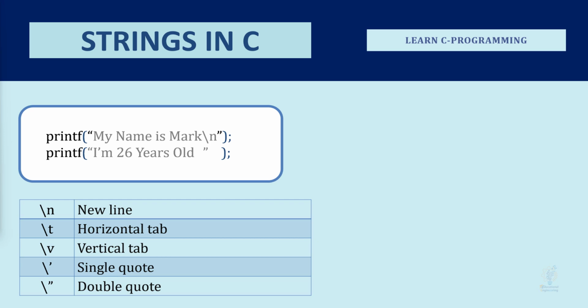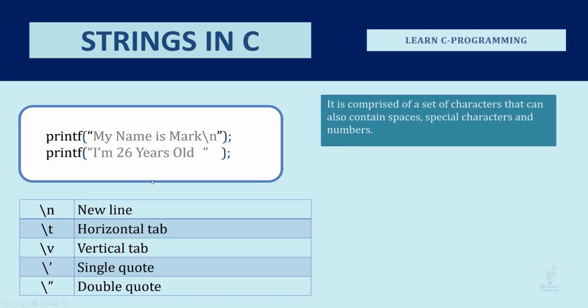Hello and welcome to this new lesson in which we are going to talk about a very important topic in C, strings in C. Strings in C are basically a way for you to explain or type things. It is comprised of a set of characters that can also contain spaces, special characters, and numbers.